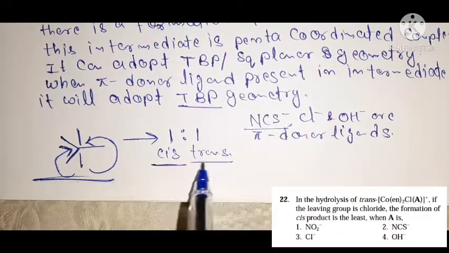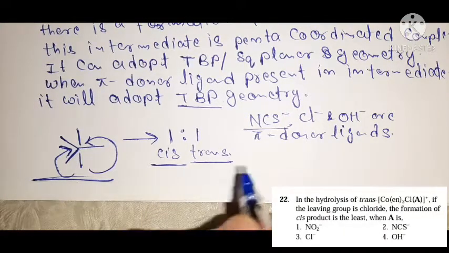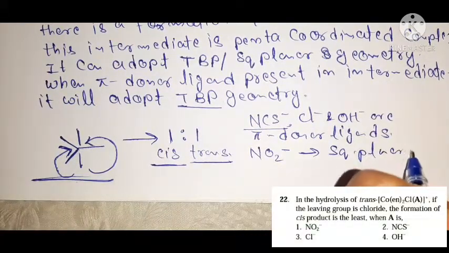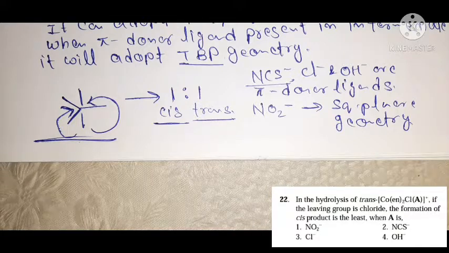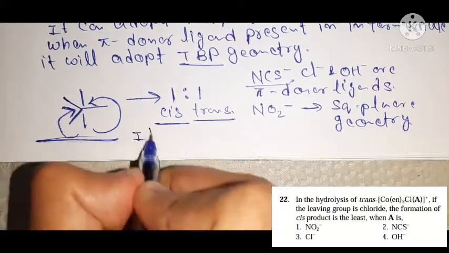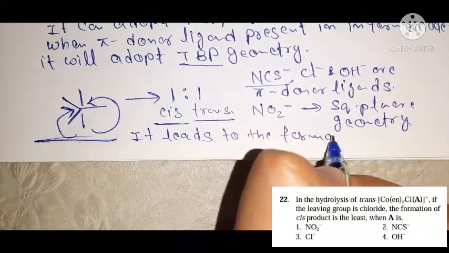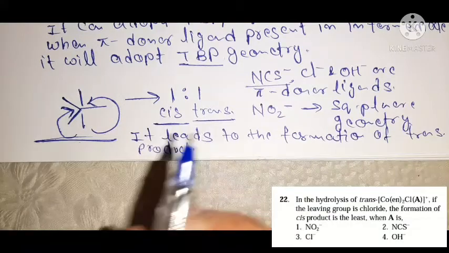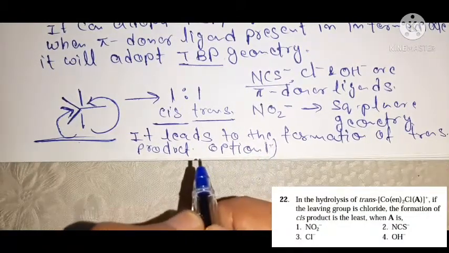Understand? Okay, so that means NO2 minus is not a pi donor ligand, so in the presence of NO2 minus ligand the intermediate will adopt square planar geometry, and in this case it leads to the formation of trans product preferentially, not cis. So now according to this whole conclusion, we say that your option first is the correct answer for this question, that is A must be NO2 minus.